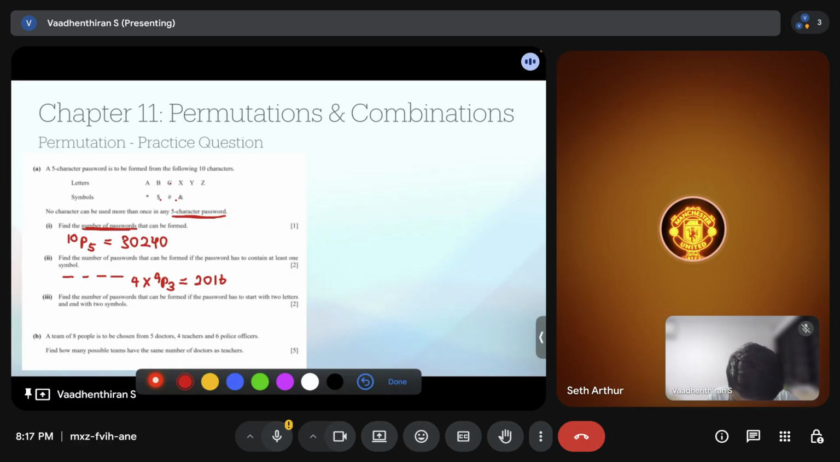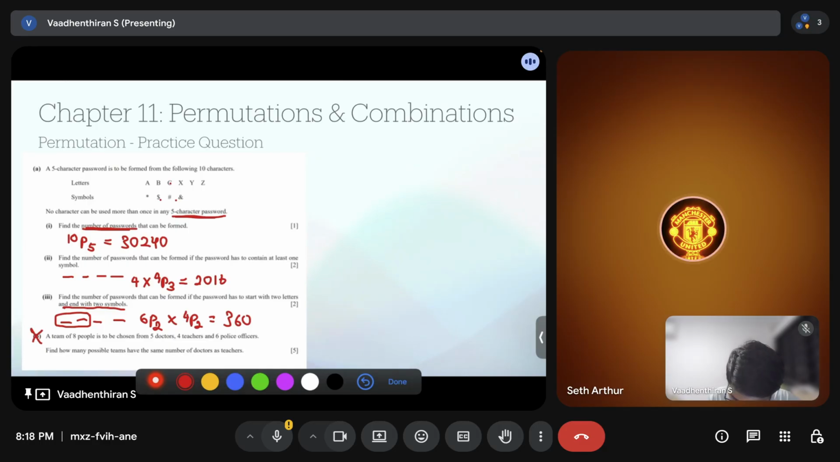And find the number of passwords that can be formed if the password has to start with 2 letters and end with 2 symbols. So that means the first two blanks should be from the letters: 6P2 times, and the last two should be from the symbols, which is 4P2. So 6P2 times 4P2 will be 360.